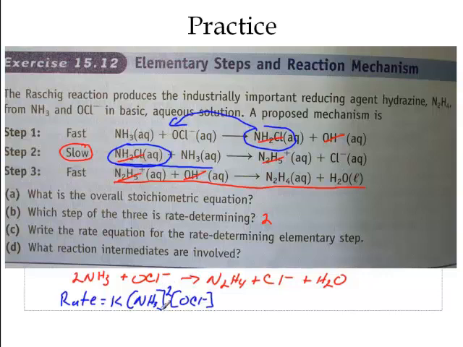And then what reaction intermediates are involved? Well, we've already done that. We've got this as an intermediate, right? This thing is an intermediate. And OH is also an intermediate. So there are 3 intermediates in that step. How's that seem? Look confusing? Hopefully it's not too bad.